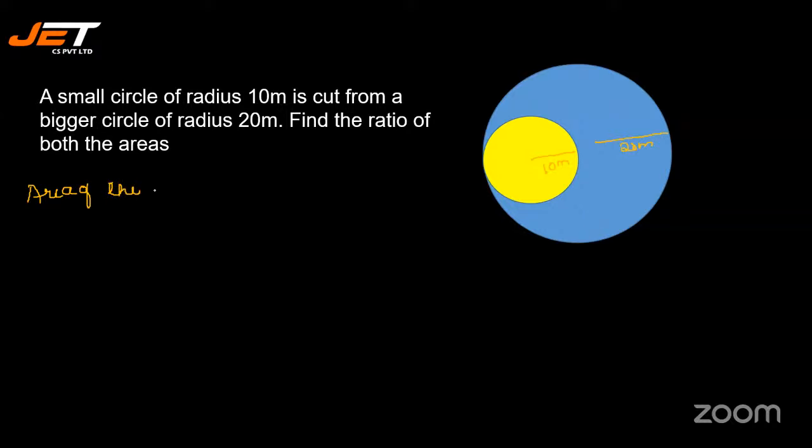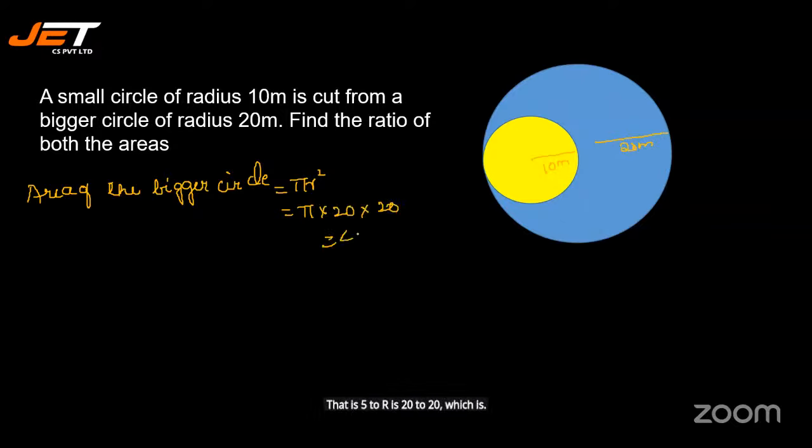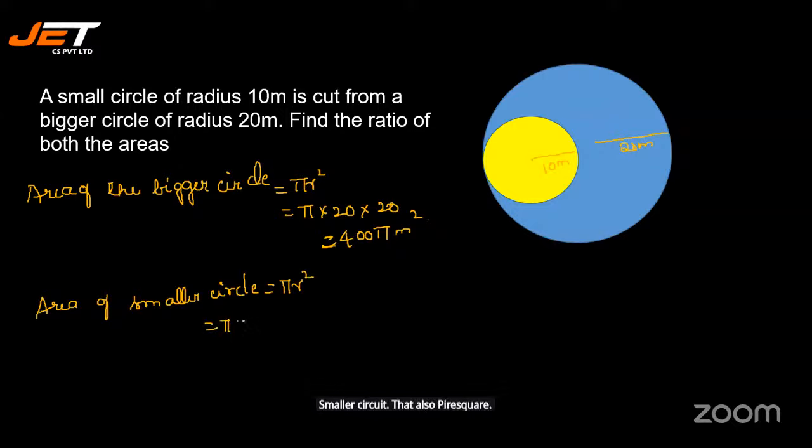Okay. All right. So now area of the bigger circle, which is pi r square. That is pi into r is 20 into 20, which is 400 pi meter square. Next, area of smaller circle. That also pi r square. Pi into r is 10 into 10, which is 100 pi meter square.